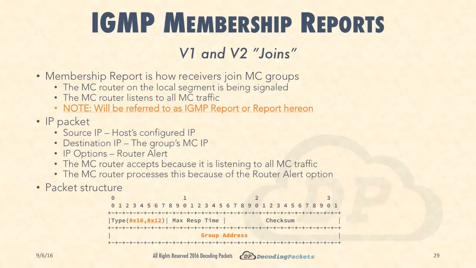So like I said, this is the crux of it all. This is what we informally call IGMP joins. And we're calling them version 1 and version 2 joins, but essentially it is a message that asks for the reception of a group. So this is how receivers actually join multicast groups.